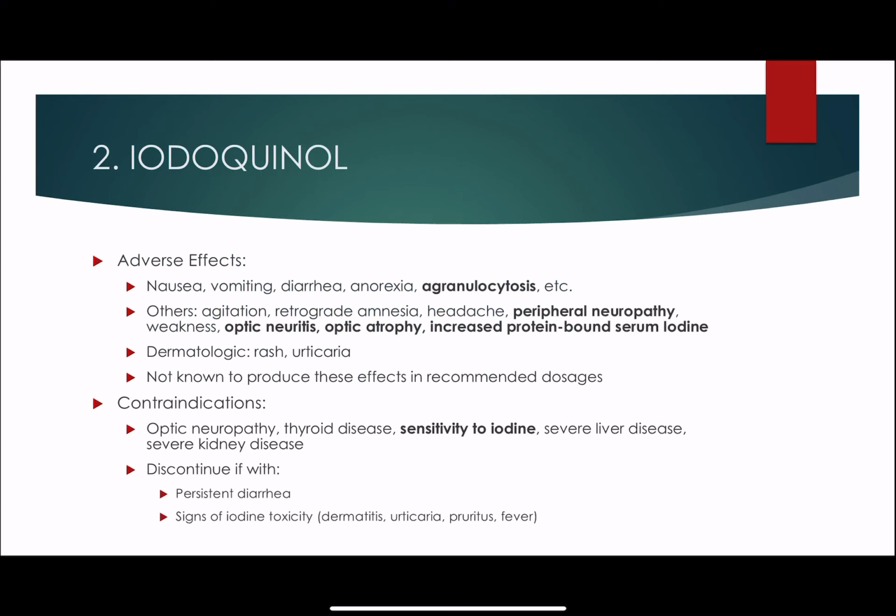Okay? It's not known to produce these effects in recommended dosages. So, only if they exceed, if they overdose. That's only when they will experience all of these adverse effects, or some of them. Contraindications include also optic neuropathy because it can worsen the disease, severe kidney and liver disease. Discontinue if the patient has persistent diarrhea and signs of iodine toxicity like dermatitis, urticaria, pruritus, and fever.